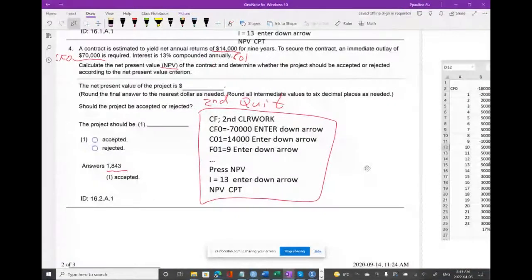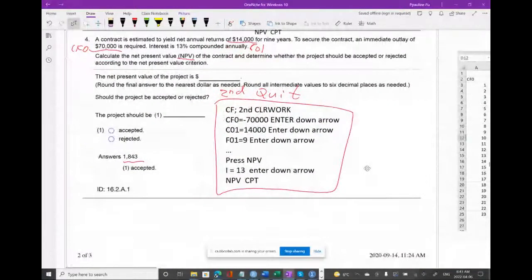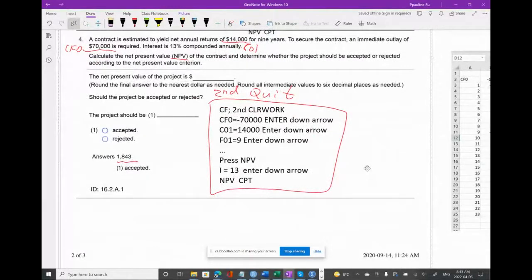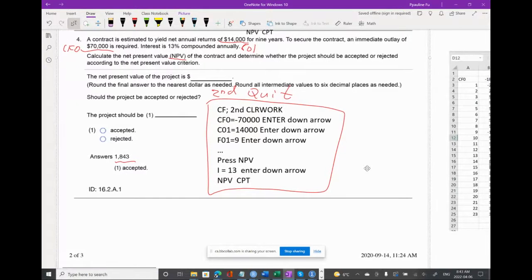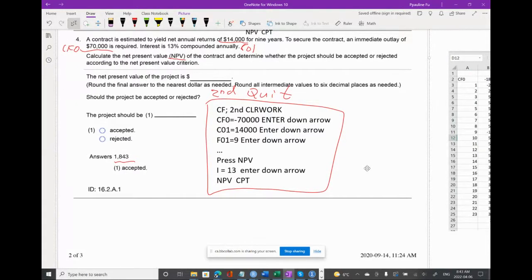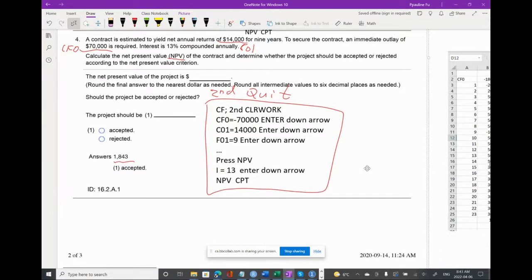So question 4. A contract is estimated to yield net annual returns of 14,000 for 9 years. So this 14,000 is C01. To secure the contract, an immediate outlay of 70,000. So this 70,000 is CF0. Interest is 13% compounded annually. Question: compute NPV.